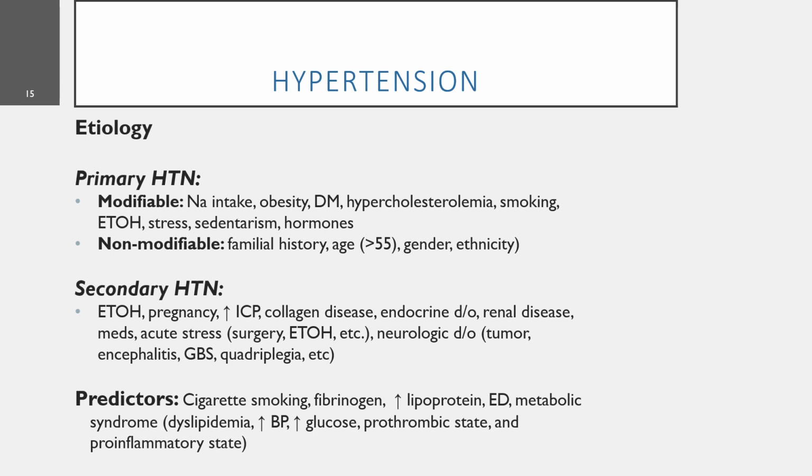Predictors of hypertension include cigarette smoking, elevated fibrinogen levels, increased lipoprotein levels, erectile dysfunction, metabolic syndrome, including dyslipidemia, increased blood pressure, and elevated glucose levels, to name a few.